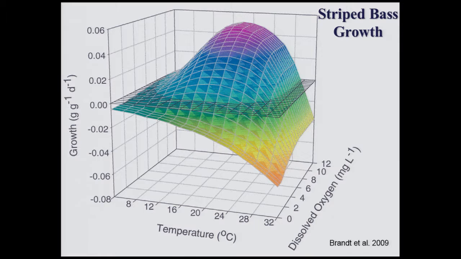What's shown here is that if you give a striped bass an unlimited food supply and put them in different temperature and oxygen conditions, they will have a nonlinear response in growth. What that means is there are certain areas where, with unlimited food supply, they will still lose weight. And it's nonlinear with respect to temperature, oxygen, and the interaction of those. That's true of many species that have been looked at.